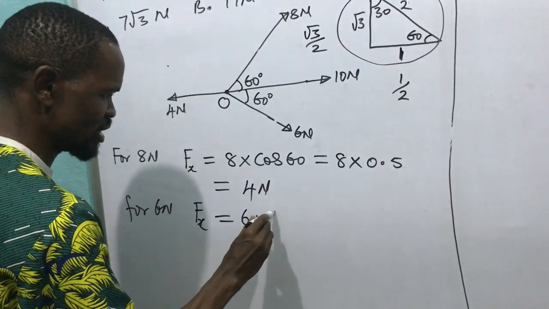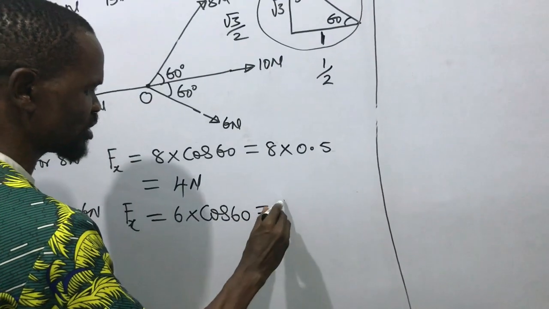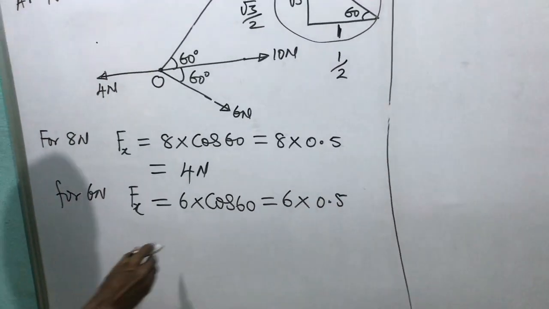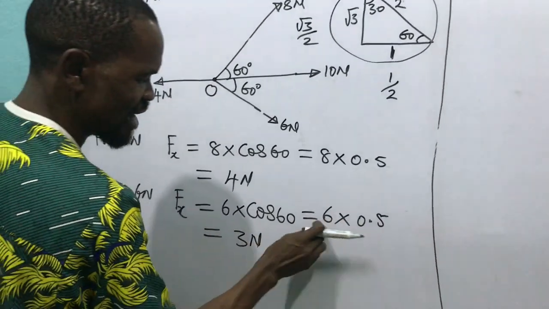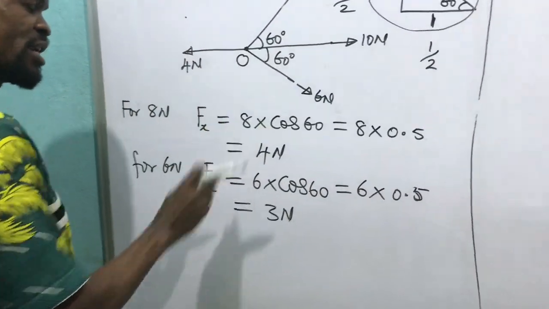6 times what? The same thing, cos 60. Cos 60 will give me 0.5. 0.5 times 6 will give me 3 newtons. That means half of 6 will give me 3 newtons.